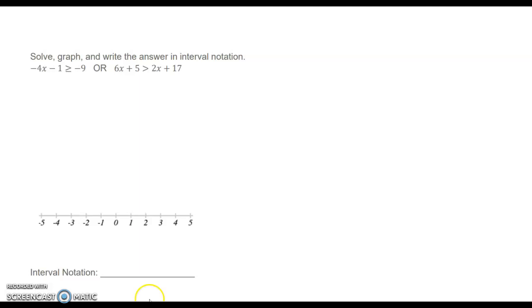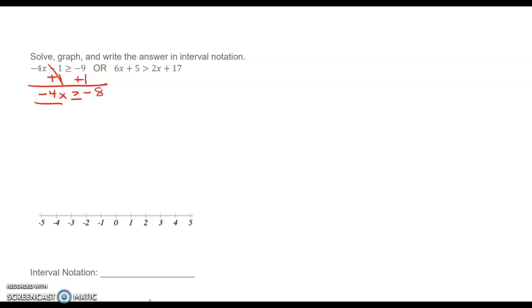For this problem, we need to solve, graph, and write the answer in interval notation. So first, let's go ahead and solve these inequalities. We want to isolate the x term on each inequality, and I'm just going to do this one at a time. So first, let's add 1 to both sides. Now we have negative 4x is greater than or equal to negative 9 plus 1, which is negative 8.